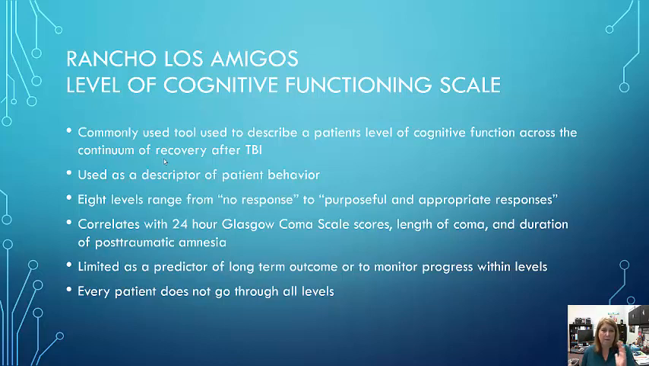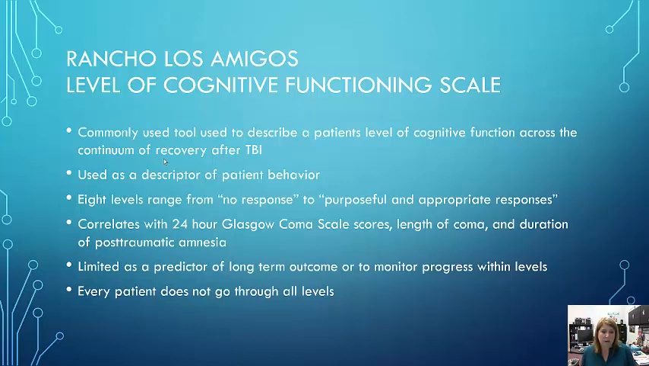We're going to talk about half of the scale. We're not going to talk about the more purposeful levels. We're going to talk about the things that are more reflexive, because that's more related to actual coma. It correlates with the Glasgow Coma Scale scores, and so that's why it's a really good tool for us to use. It just helps us to get an idea. There are a lot of great resources out there about what kind of interventions to do with people at different levels, which we're going to talk some about today.